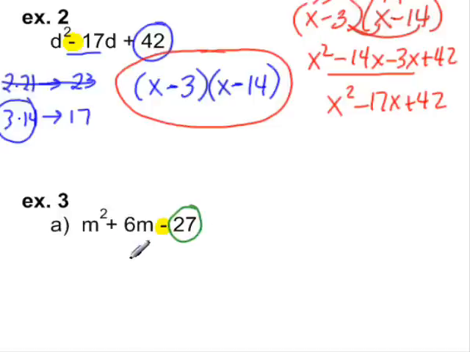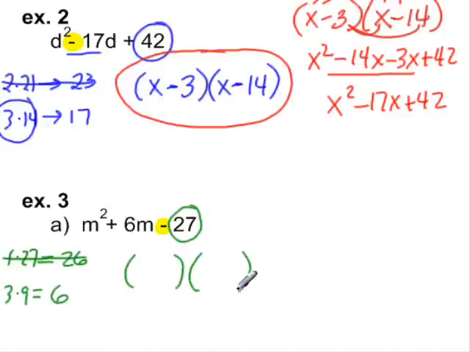So let's start with 1 and 27. Now, 27 minus 1 would give me 26. So that is definitely out. The next factors that might work would be 3 and 9. 9 minus 3 is 6, and that is the number I want. So we're going to write some parentheses here. We'll use 9 and 3, and I want to give it a positive 6.